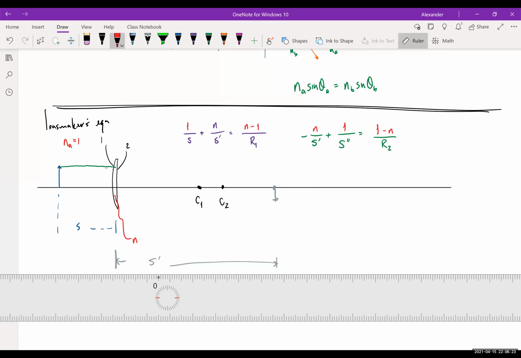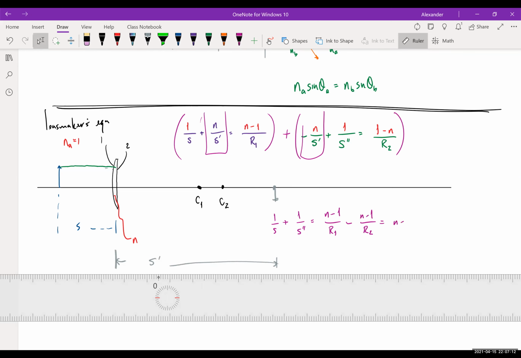Oh, interesting. Because if we add these two equations, those two terms are going to cancel. We can reverse the subtraction, and then we can factor out n minus 1.